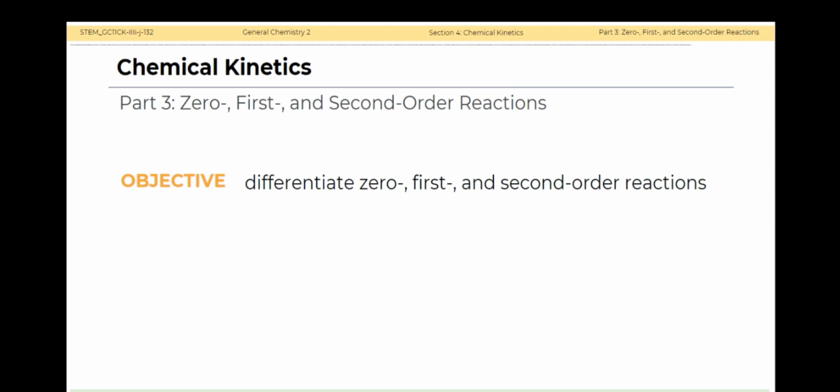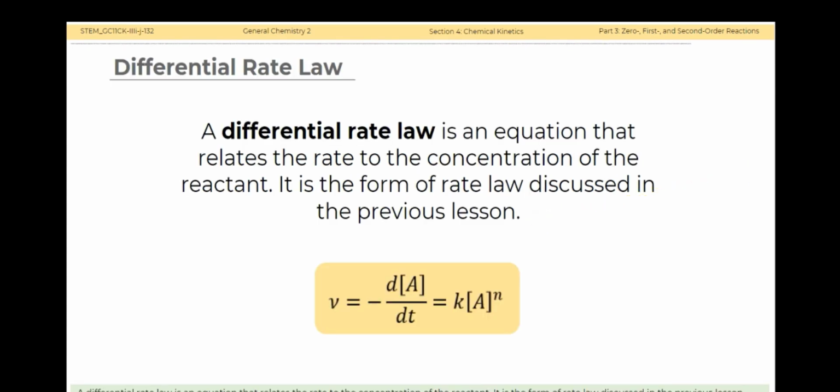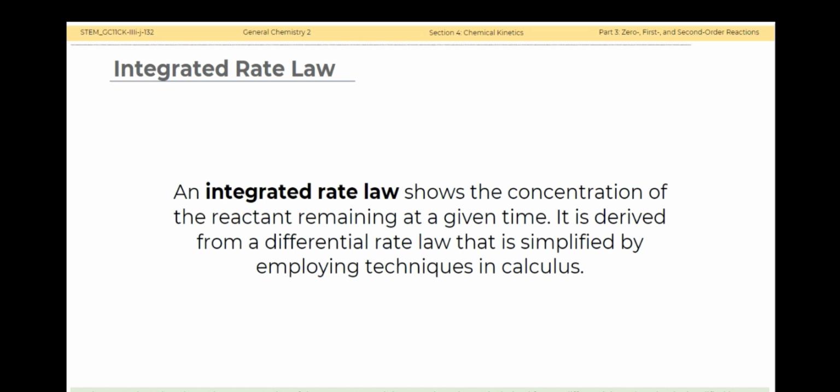In this lesson, we will differentiate zero, first, and second order reactions. A differential rate law is an equation that relates the rate to the concentration of the reactant. It is the form of rate law discussed in the previous lesson. An integrated rate law shows the concentration of the reactant remaining at a given time. It is derived from a differential rate law that is simplified by employing techniques in calculus.